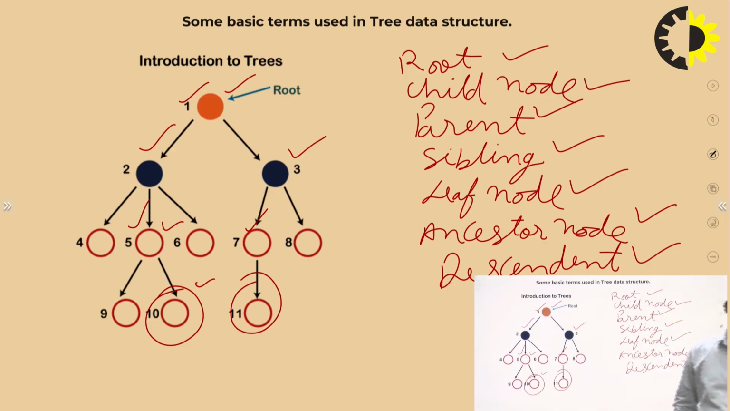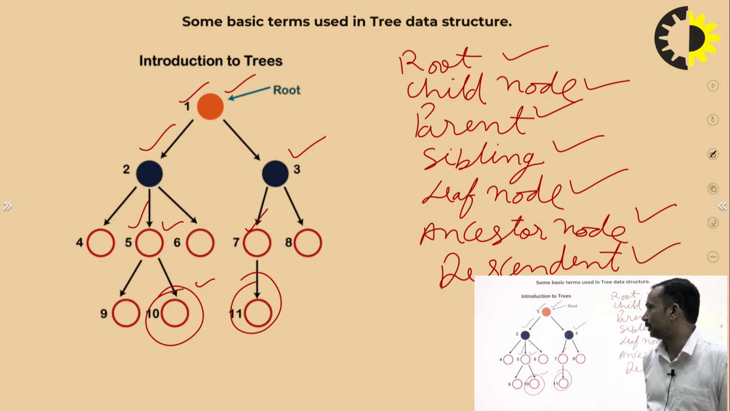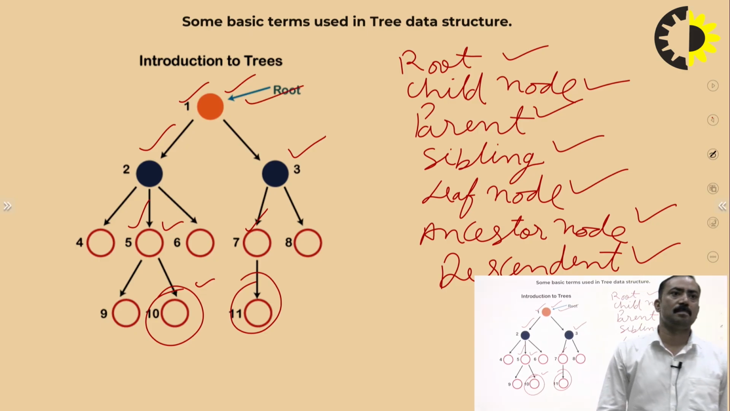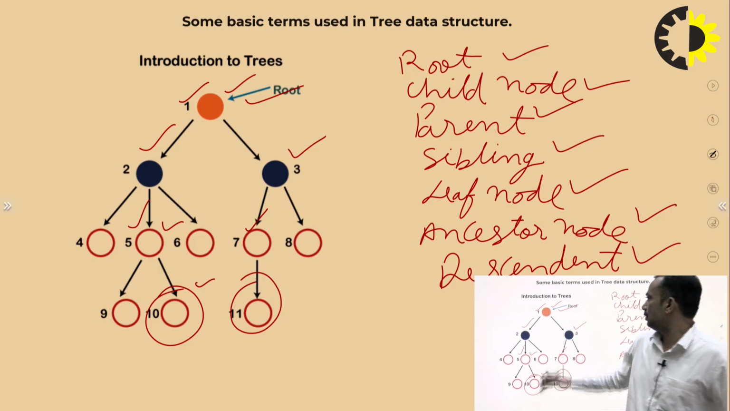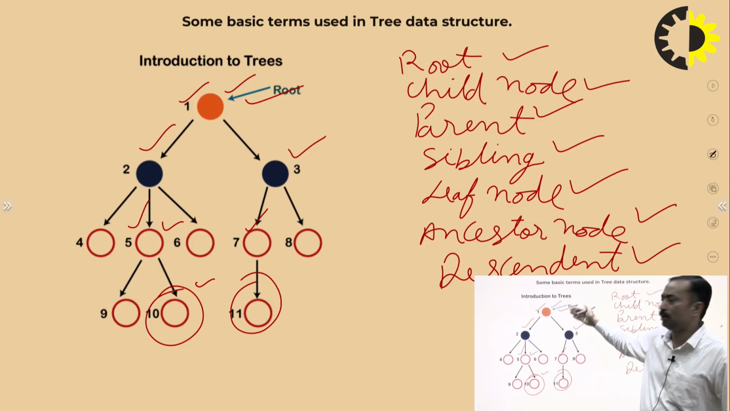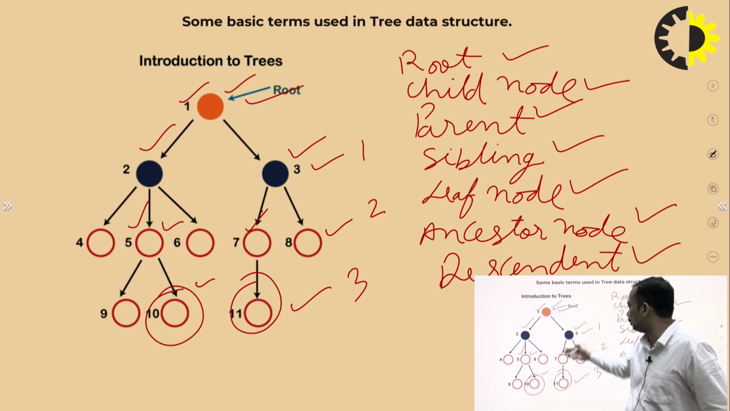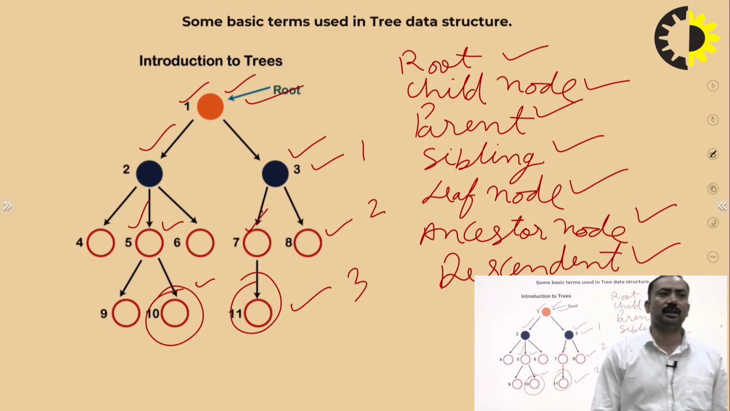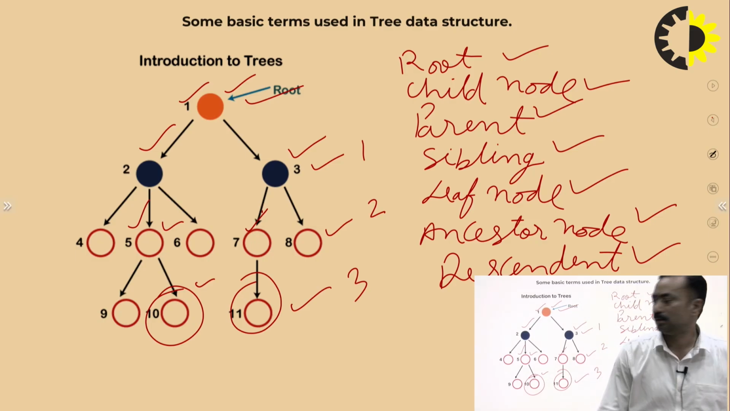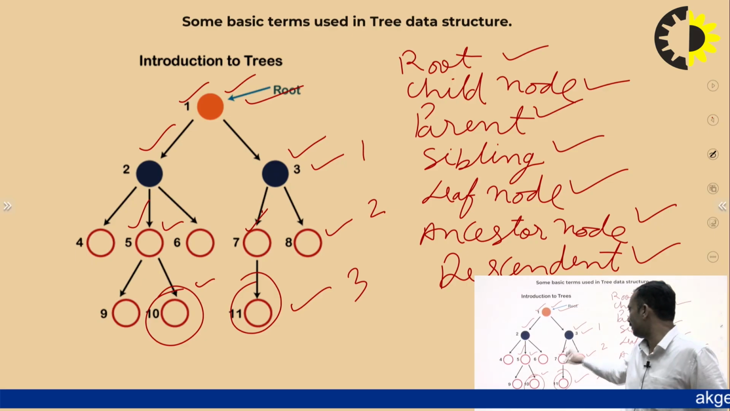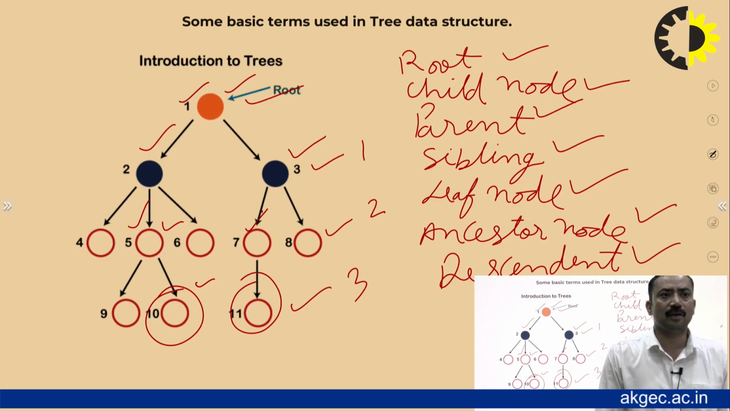Depth of the tree. The root has depth 0, and going down from the root node, 3 has depth 1, 8 has depth 2, and 11 has depth 3. So this is called the depth of a node X. The depth of 11 is 3, the depth of node 7 is 2. So this is called the depth of the tree.